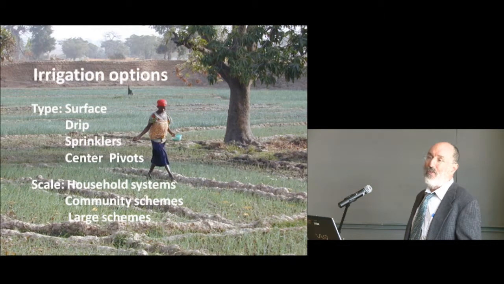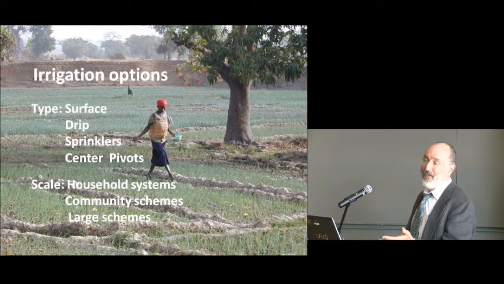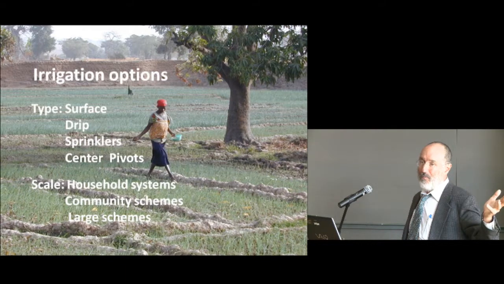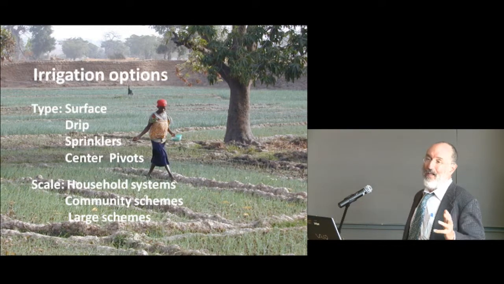Some of the biggest schemes in the world are in Africa, and Gezira in Sudan was a huge cotton growing scheme. The Office du Niger is a very large food production scheme. Those also have a lot of issues and have been studied a lot.